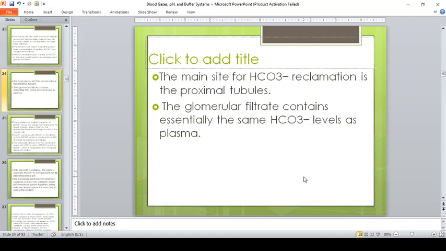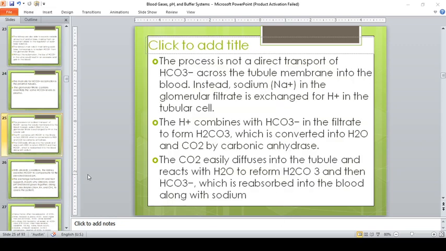The main site for bicarbonate reclamation is the proximal tubules. The glomerular filtrate contains essentially the same bicarbonate levels, just the same with the plasma. So the process is not a direct transport of bicarbonate across the tubule membrane into the blood. Instead, sodium in the glomerular filtrate is exchanged for hydrogen ion in the tubular cell. So, nagkakaroon pa rin siya ng exchange. Sodium ion exchange to hydrogen ion.